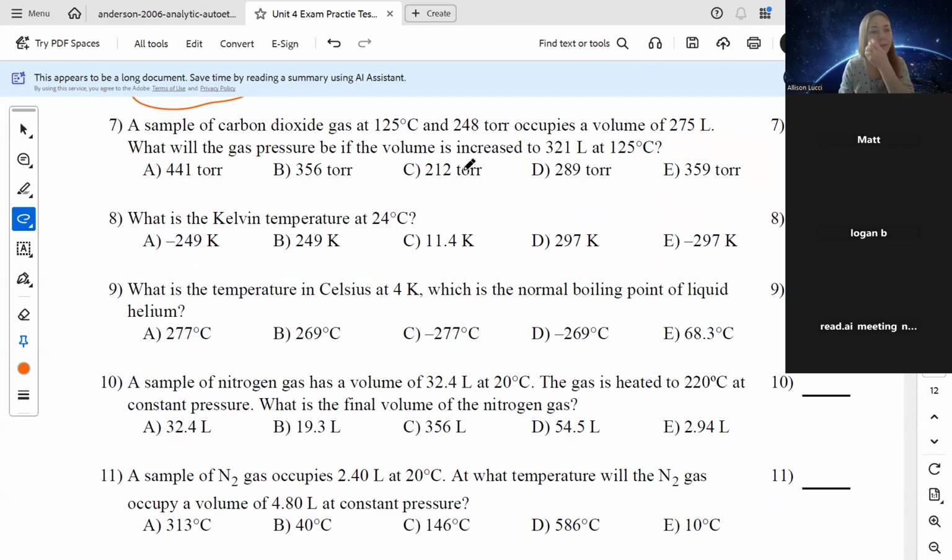Let's see here. So now in number 7, we have some carbon dioxide gas. We have our initial temperature, our initial pressure, and an initial volume. So if we're asked to find our new pressure if the volume is increased, this is our V2, and it looks like temperature is actually kept constant. So this again is just a Boyle's law relationship. So P1 V1, and then we'll divide by V2 to get our P2.